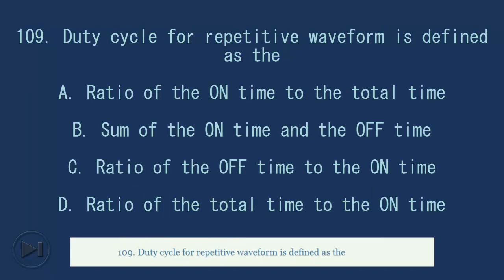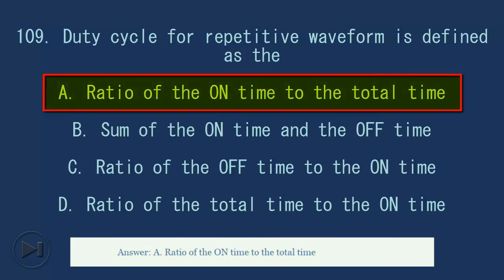109. Duty cycle for repetitive waveform is defined as the A. Ratio of the on-time to the total time. B. Sum of the on-time and the off-time. C. Ratio of the off-time to the on-time. D. Ratio of the total time to the on-time. Answer, A. Ratio of the on-time to the total time.